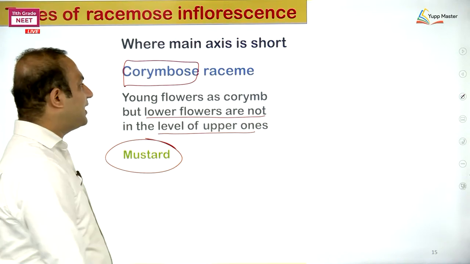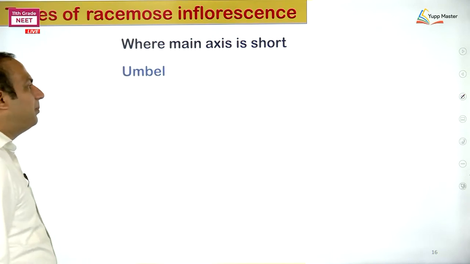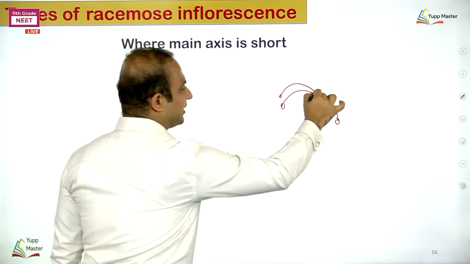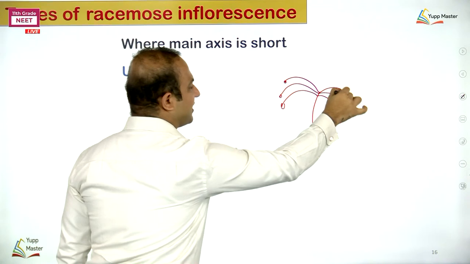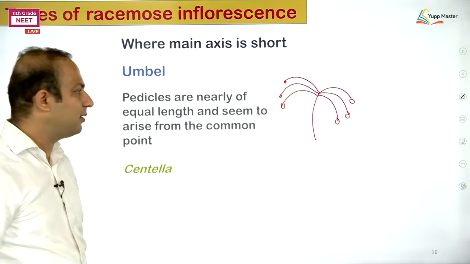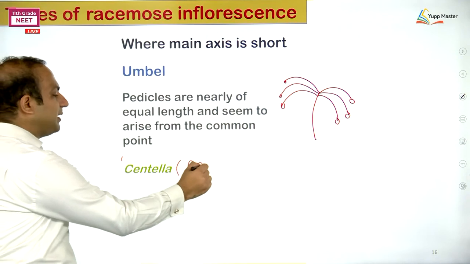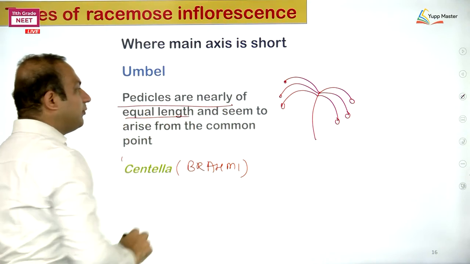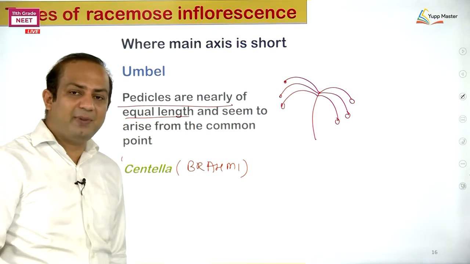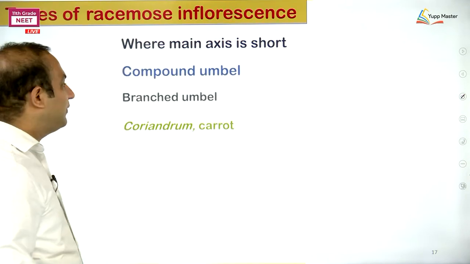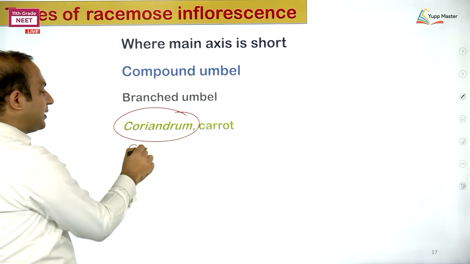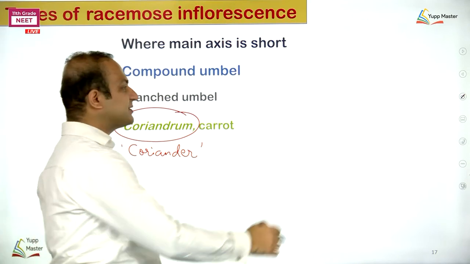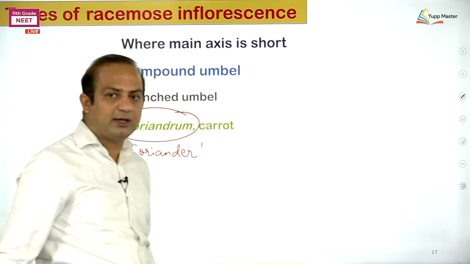Okay. What else do we have left? The other one, umbel. The flowers with the same length of their pedicel appear to come from the same point, appearing as an umbrella. That is seen in Centella, commonly known as Brahmi. Pedicels are nearly of equal length. Whereas if umbel is getting branched, it is called compound umbel. Compound umbel is seen in coriander, scientific name Coriandrum, and the other is Daucus carota, meaning carrot. So it will be the branch of the umbel only, nothing else.